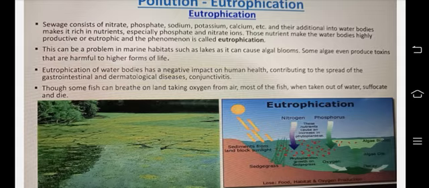Conjunctivitis is also happening. So, though some fish can breathe on land, taking oxygen from air, most of the fish, when taken out of water, suffocate and die.